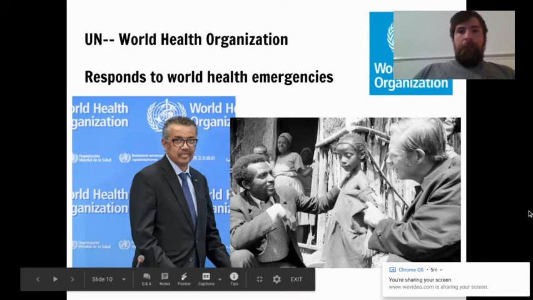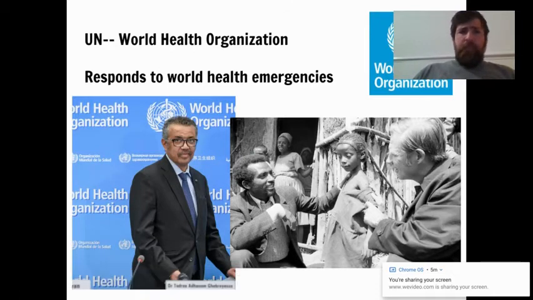The part of the UN that is particularly relevant right now is the World Health Organization, which responds to world health emergencies. If you've been following the news about the coronavirus, you might have heard the WHO, or World Health Organization, referred to. You can see the current head of the World Health Organization pictured here.